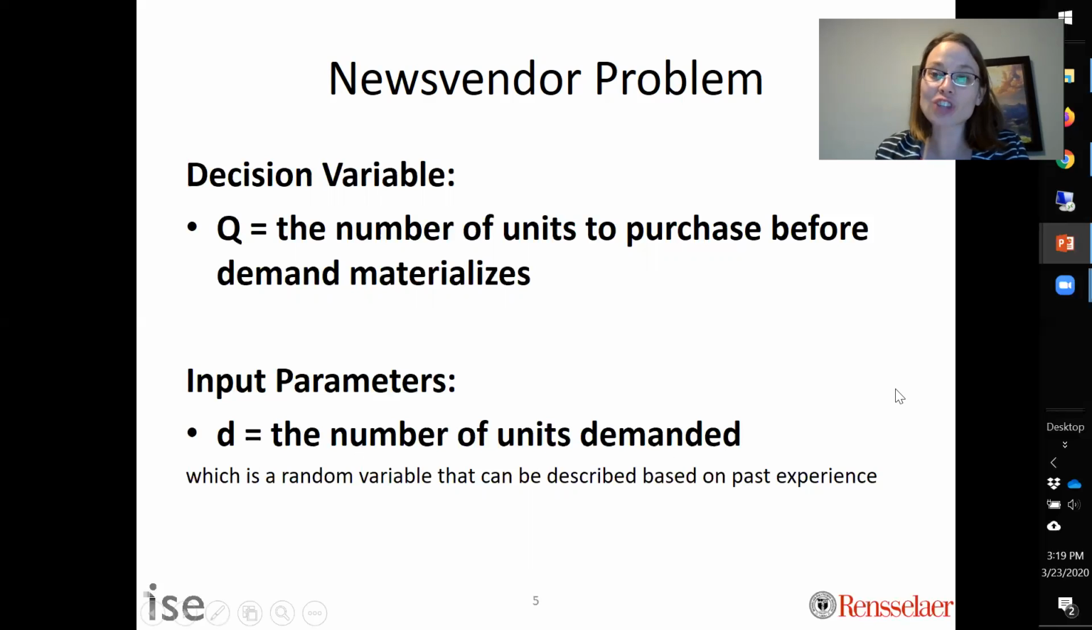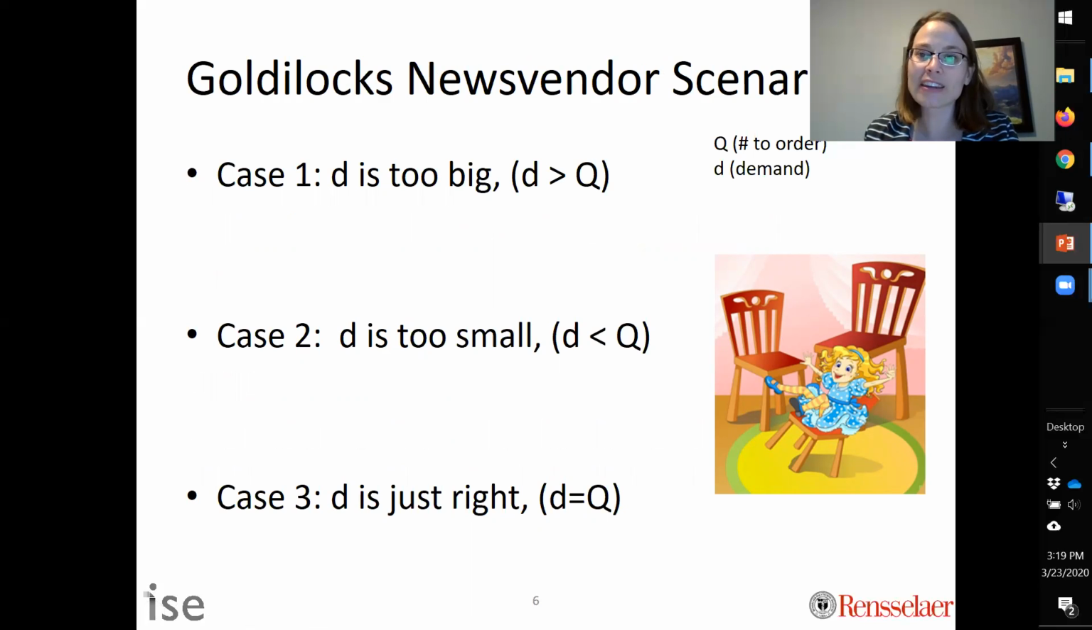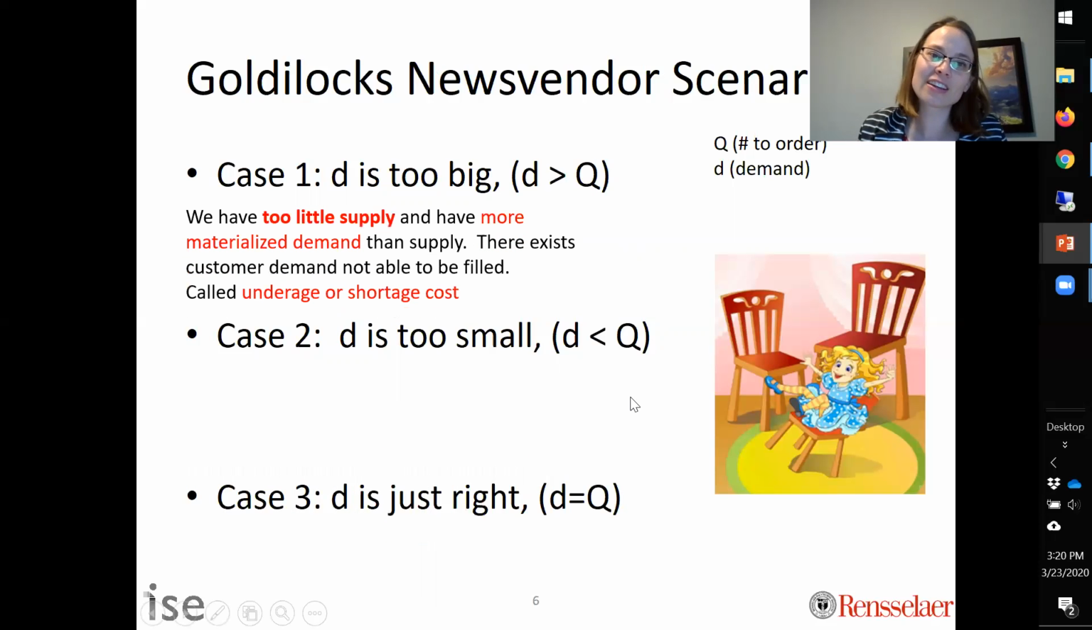And so the challenge associated with the Newsvendor problem is we basically have a Goldilocks scenario. Just as a reminder, Q again is the number to order, that's our decision variable. D is a random variable, so we don't get to control D. And you can think about there being three cases, just like in Goldilocks. Case one is that D is too big. In other words, you had more demand than the number of newspapers you bought that day. What is the dilemma there? Well, the dilemma there is we have too little supply or too much demand. And so there exist customers whose demand couldn't be fulfilled. And this is what we call underage or shortage costs.